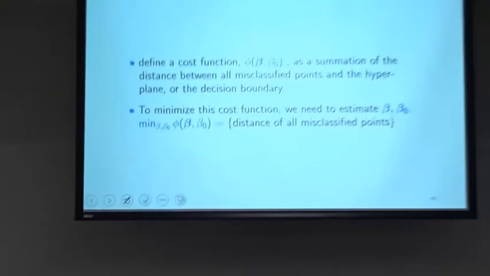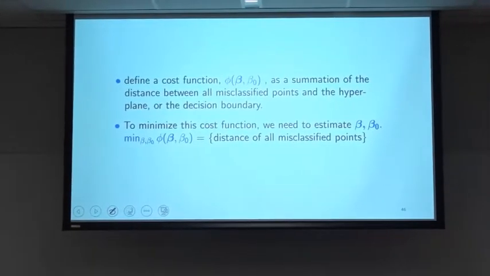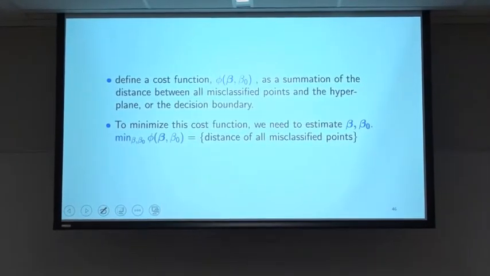We need a cost function, and you can have many different cost functions. You can score them in many different ways, and based on the way that you're scoring them, you get many different algorithms. Traditionally, the way to score them is to find the distance of all misclassified points. Among all possible lines that can make a distinction between these two classes, I'm looking for the one which misclassifies points less.